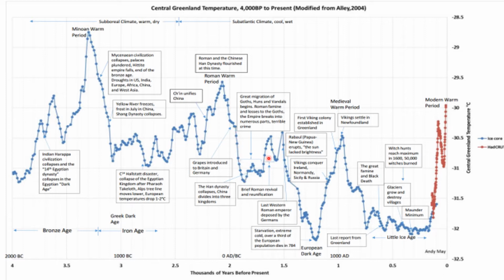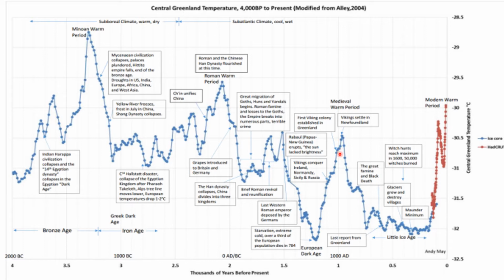We had a little bit of warming, and then we went down into the European Dark Age. Around 784, there was starvation, extreme cold. A third of the European population died during that time frame. Then we went into a period of warming, the medieval warm period. Vikings settled in Greenland and Newfoundland.